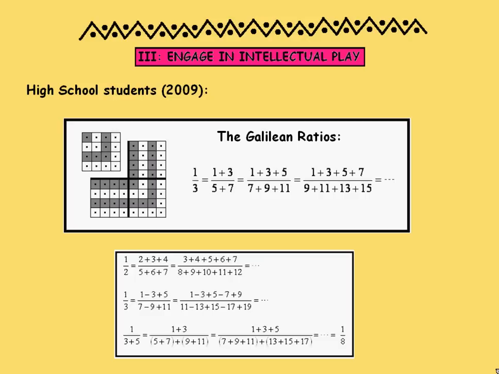In fact, just to show how fabulous they are, they went much further. They came up with other pictures just like this and came up with all sorts of Galilean type ratios. Here's all these crazy results these fabulous kids came up with just from engaging in intellectual play. If only our curriculum would let kids do this too.